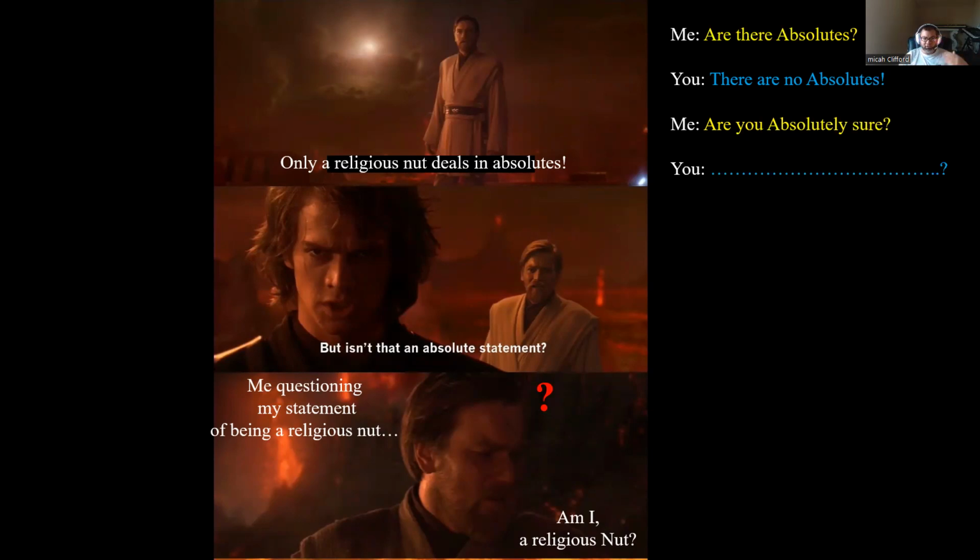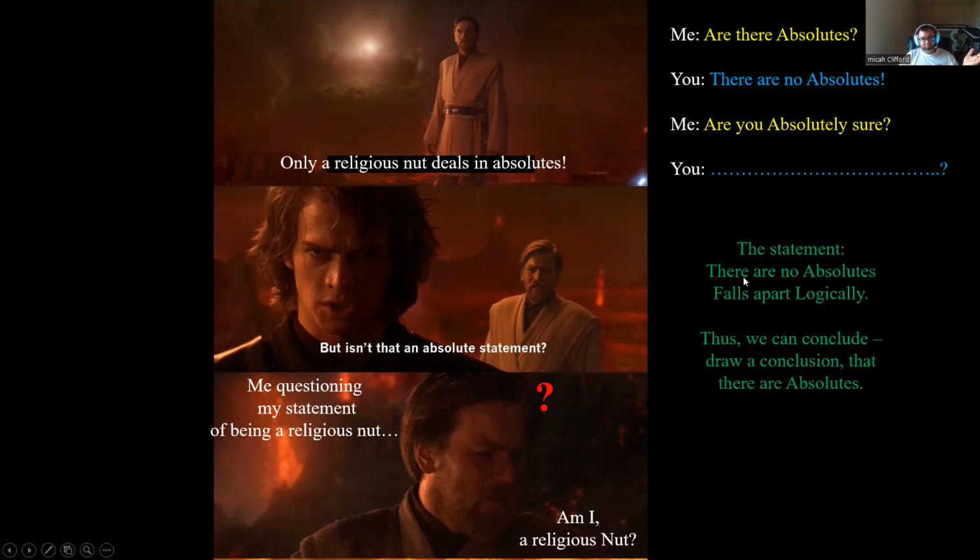So clearly, just logically speaking, there are absolutes. Because if you say there are no absolutes, but you're not absolutely sure, well, then how do you know that there's not absolutes, right? You just turn the claim on its head. So the statement falls apart logically. Thus, we can draw a conclusion that there are absolutes. And this is factual. There are absolutes in real life. Yes, there are.